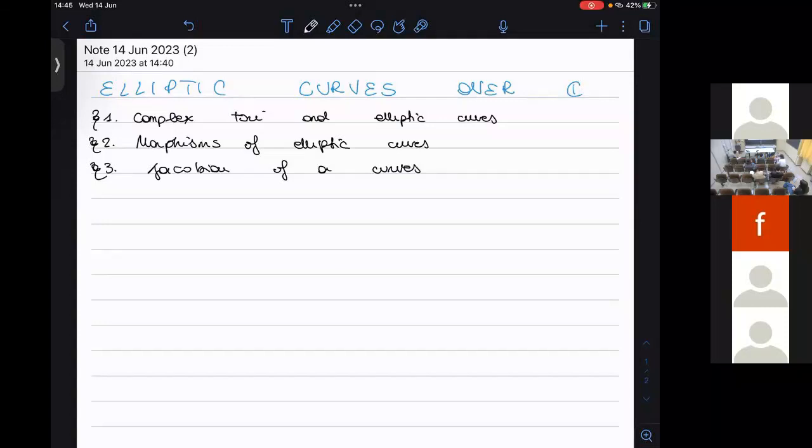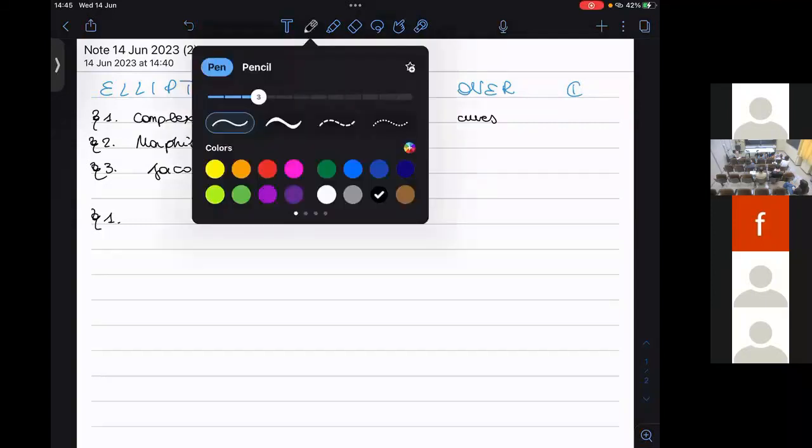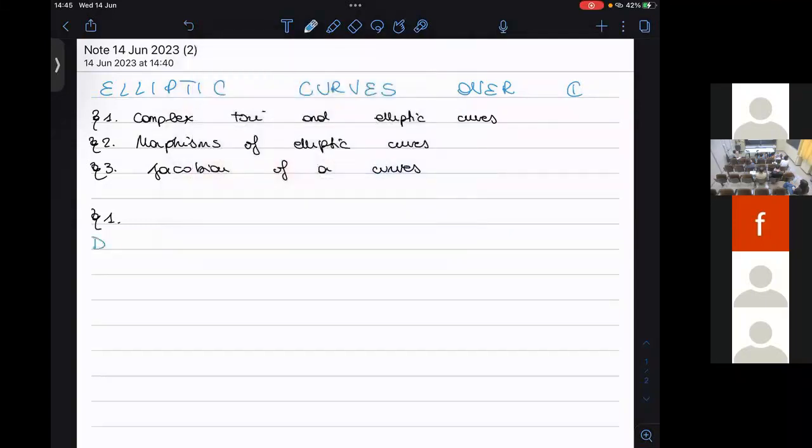Okay, so let's start with the first part. Basically, in the first part, I want to prove that elliptic curves are topologically the complex tori, or if you prefer, complex tori are elliptic curves. I want to show that there exists this biholomorphism, and I want to recall how we can construct this biholomorphism between a complex torus and an elliptic curve. It is basically what Francesco said in our first meeting. There are different definitions of elliptic curve, and I want to take this one.